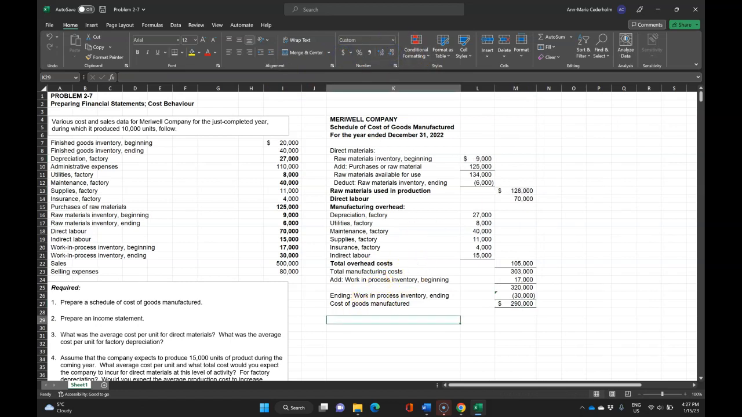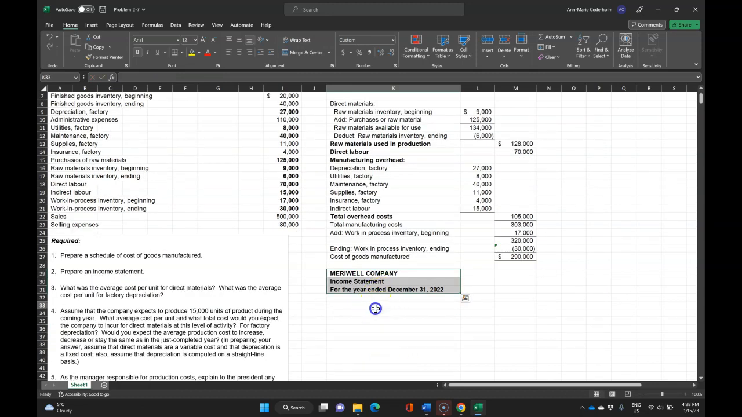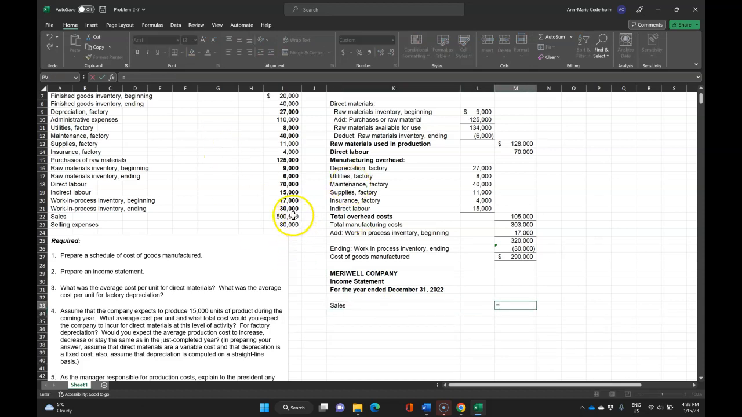Okay, so my next piece that I need to do is my income statement. So this should be familiar to you because we've done this in financial accounting before. So the finished goods account is the account that we're used to when we used to buy and sell a product, but this time we're manufacturing the product and selling it. And I'm pretending it's December 31st, 2022. Okay, so we'll start with our sales, and that's 500,000.